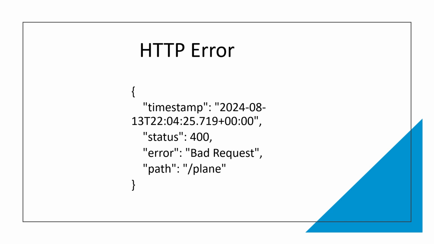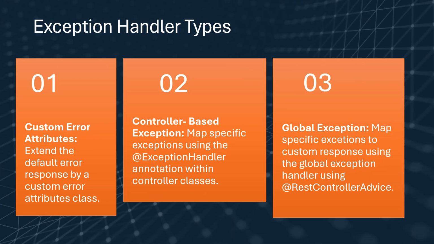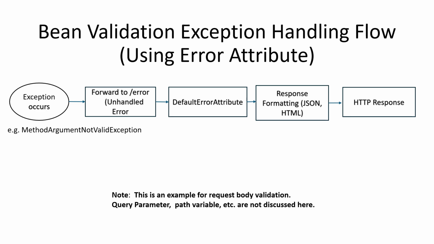Some approaches to handling errors include using custom error attributes by extending DefaultErrorAttributes, using a controller-level exception handler, or using a global exception handler with a RestControllerAdvice. Note that these approaches are primarily used for RESTful controllers. Let's begin by assuming there is no custom exception handler in place.